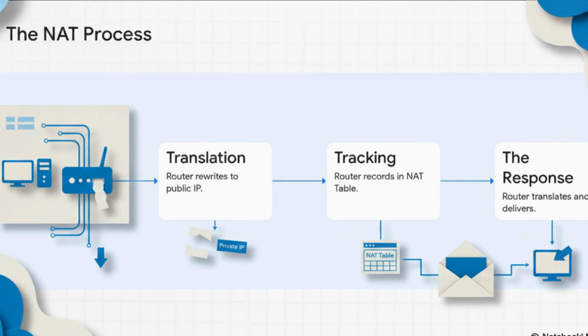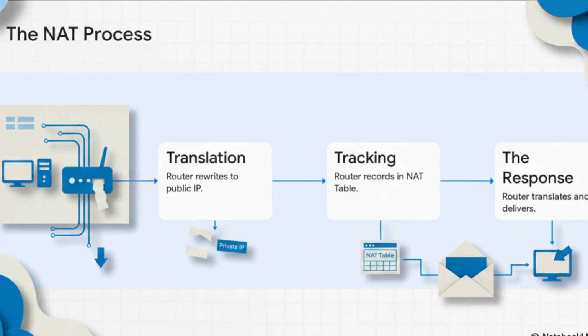Step 2 is the translation. The router intercepts this packet right before it hits the internet. It strips away the unroutable private IP. Actually, scratch that, it replaces it by rewriting the source IP to its own routable public IP address. Let's say 203.0.131.5. Step 3 is tracking, where the router meticulously logs exactly what it just did.